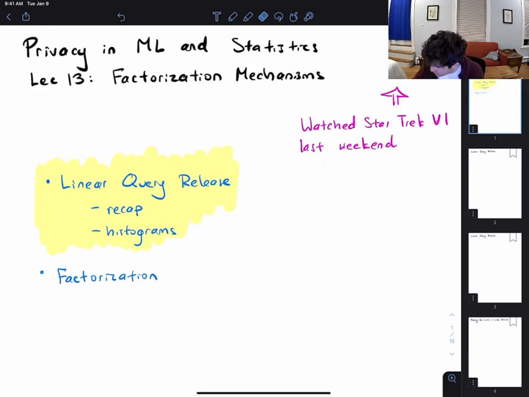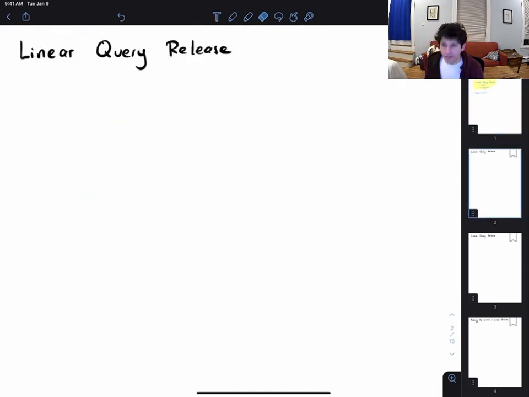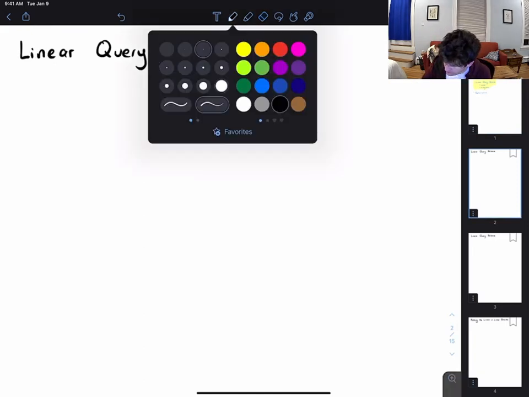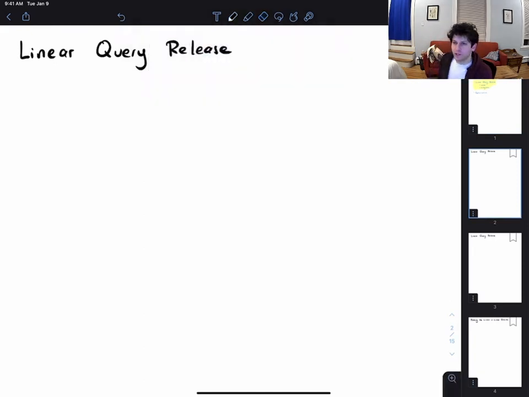So to start, let's recap linear query release, which we've done a couple times in the course, but let's make sure that it's right at hand. I'm going to start by just reviewing the problem, and then I'm going to do it all again in a different notation. And I think you'll see why by the end of the lecture.